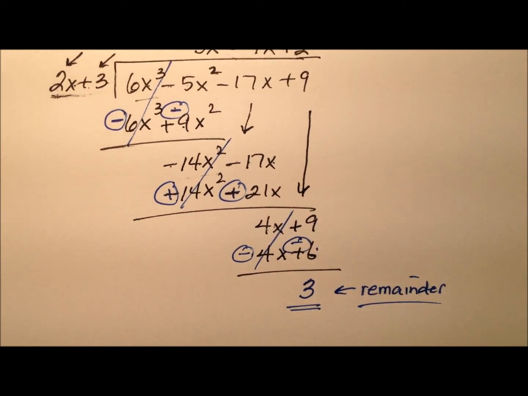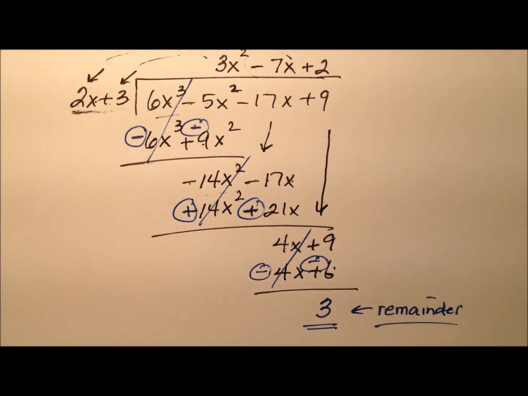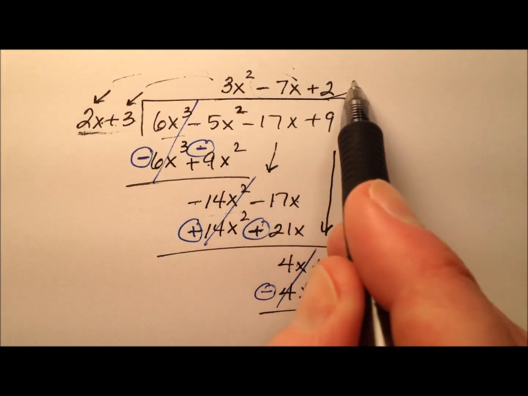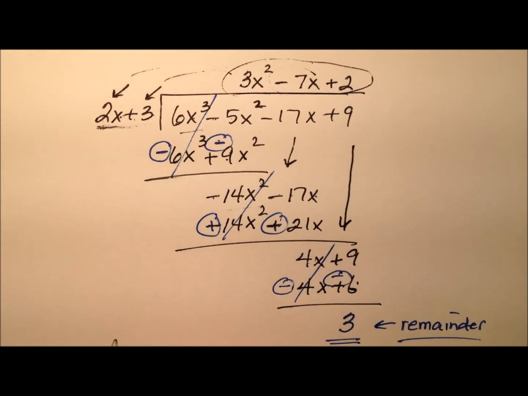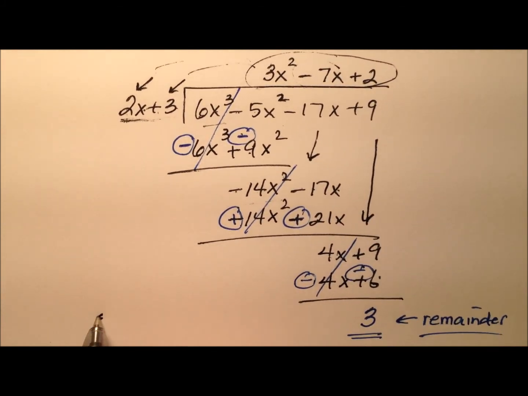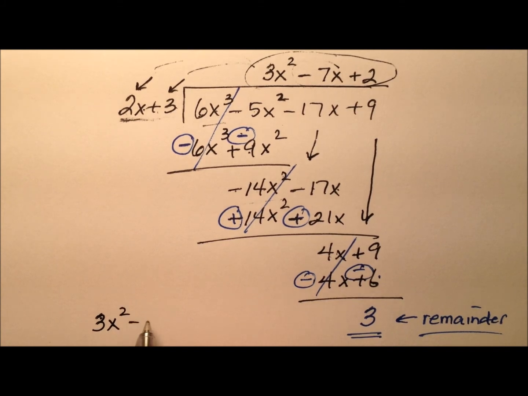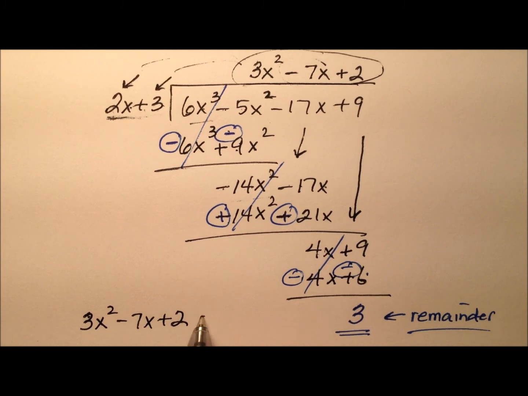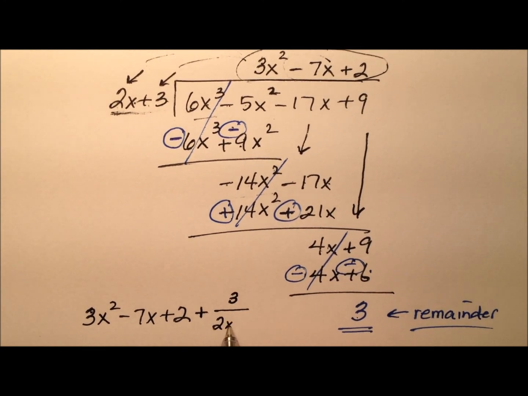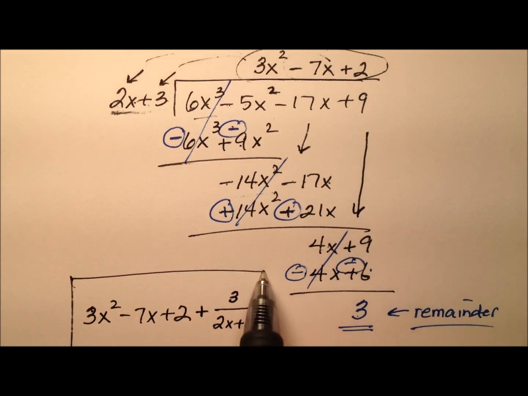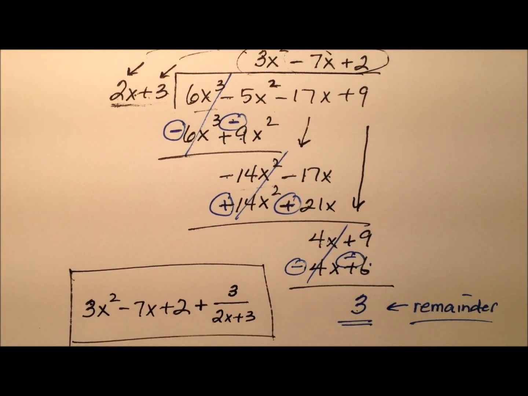Well, how are we going to deal with this remainder? Well, the same way we did when we divided the whole numbers. So I'm going to go ahead and write this quotient polynomial. It's 3x squared minus 7x plus 2. And then I'm going to say plus, because this is positive. If this was negative, I'd put a minus right here. Plus 3, which is my remainder, over that divisor 2x plus 3. So that's how we're going to deal with the remainders.